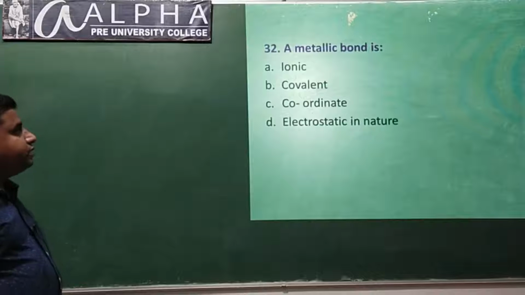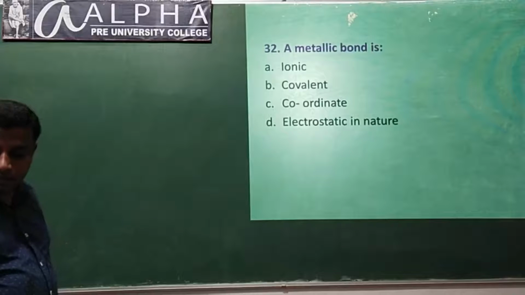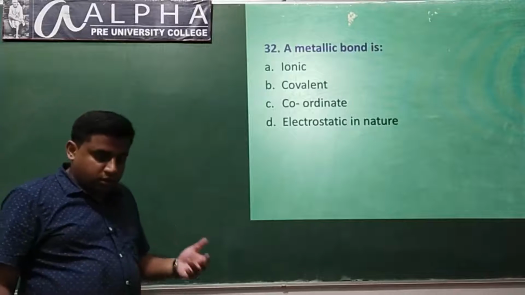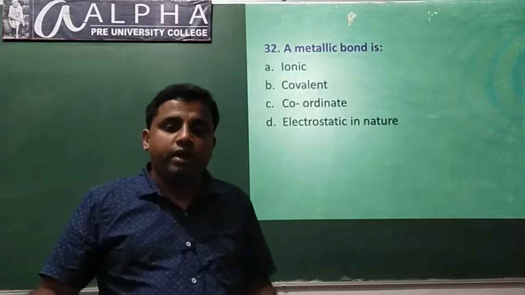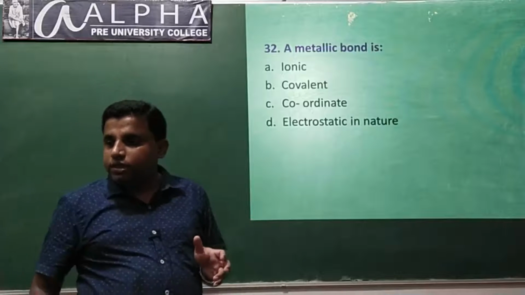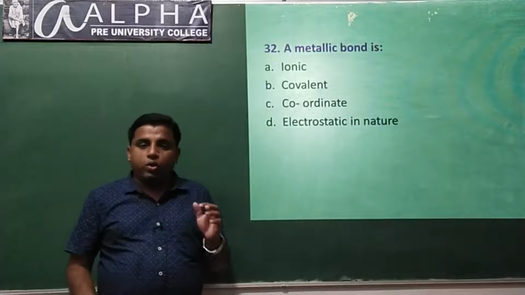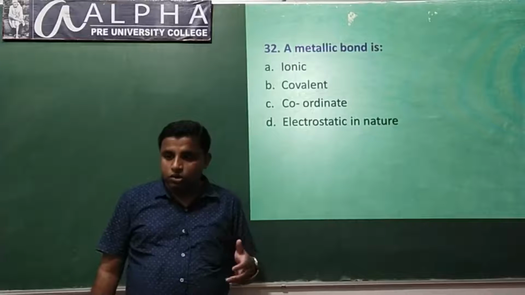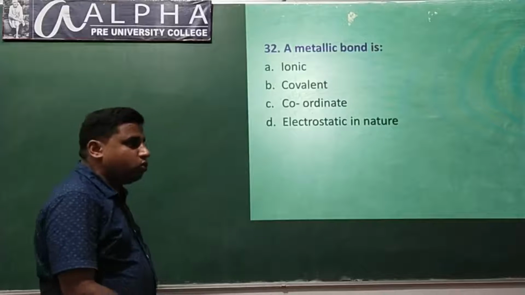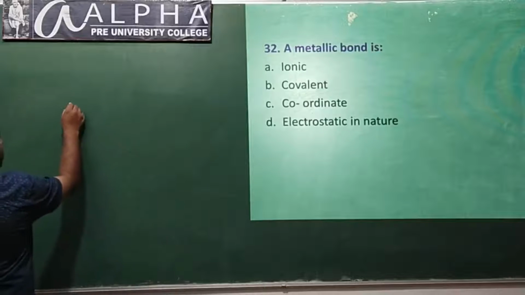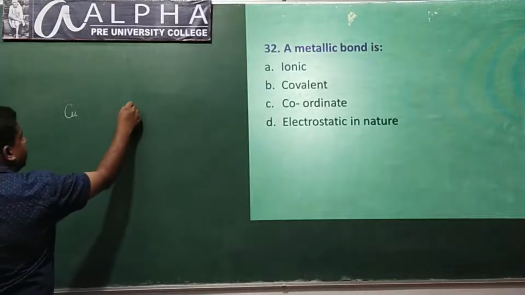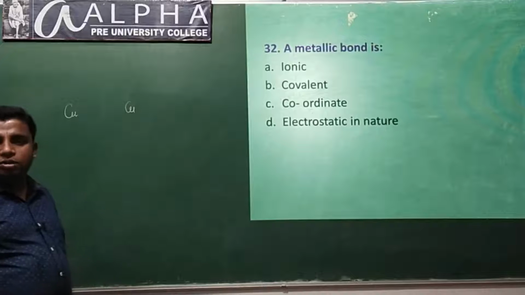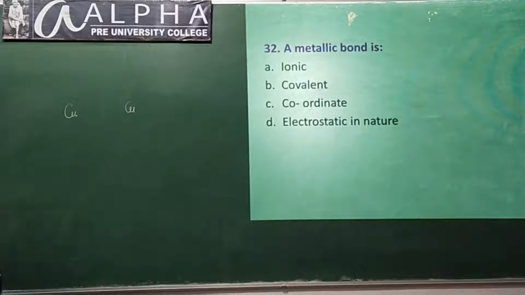What do you mean by a metallic bond? The bond that exists in metals is called a metallic bond. Is it an ionic bond, a covalent bond, a coordinate bond, or electrostatic in nature? We know in copper atoms there is a metallic bond. In any metal there will be a metallic bond. So what do you mean by a metallic bond?